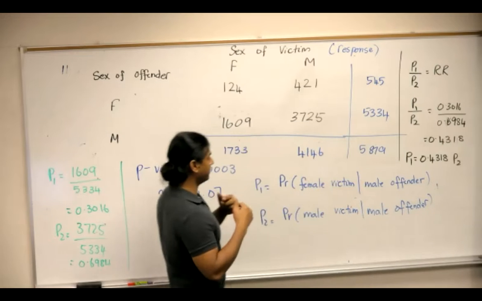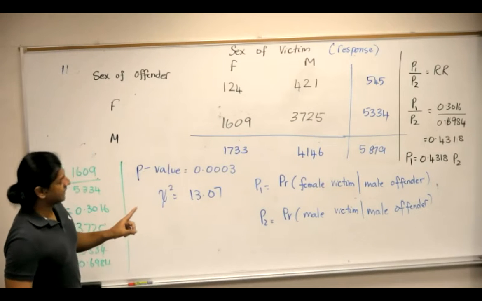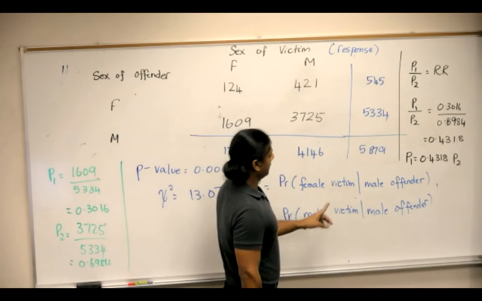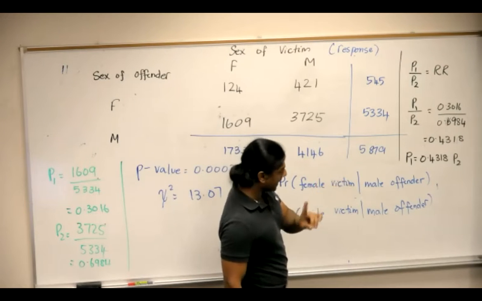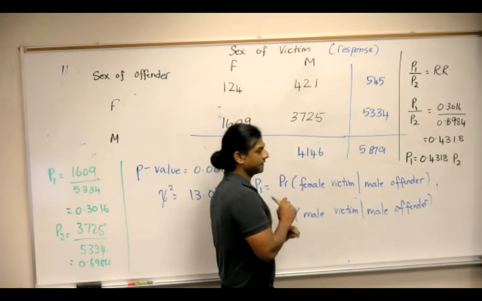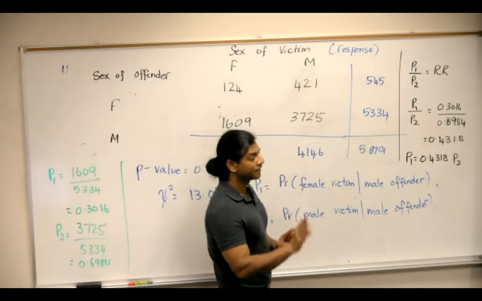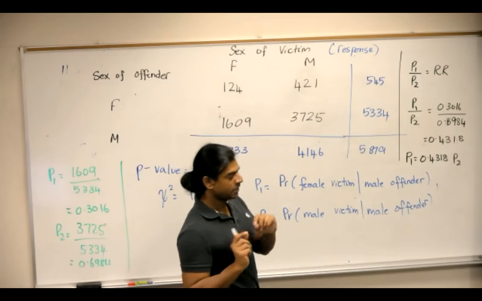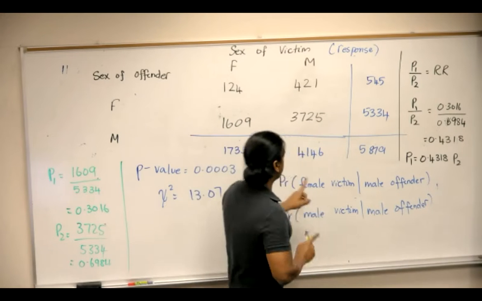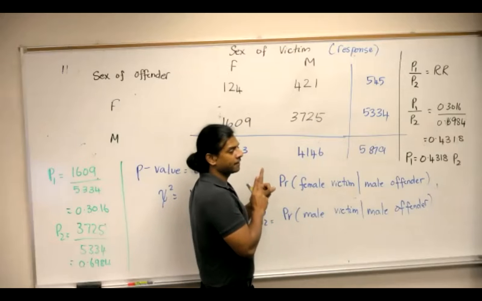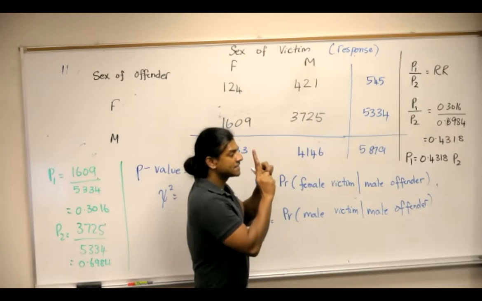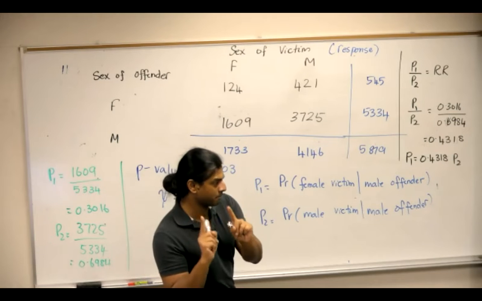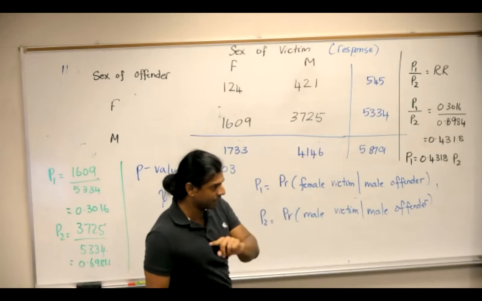How do we interpret this? The probability that the victim would be female is 0.4318 times the probability the victim is male, given a male offender. Does that make sense? So by all means, the probability that the victim is going to be female is less likely than the probability that the victim is going to be male, given a male offender.